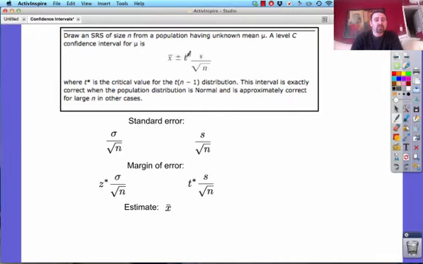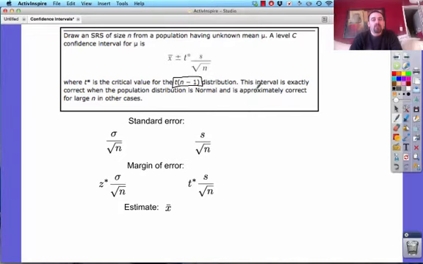We have x bar plus or minus, instead of z star, now I have t star. And instead of sigma for my standard deviation, I have s. Everything else is the same. Okay? X bar plus or minus t star times s over the square root of n. Now, t star is the critical value in the same way z star is a critical value, but t star is the critical value for a particular t curve that has n minus 1 degrees of freedom.